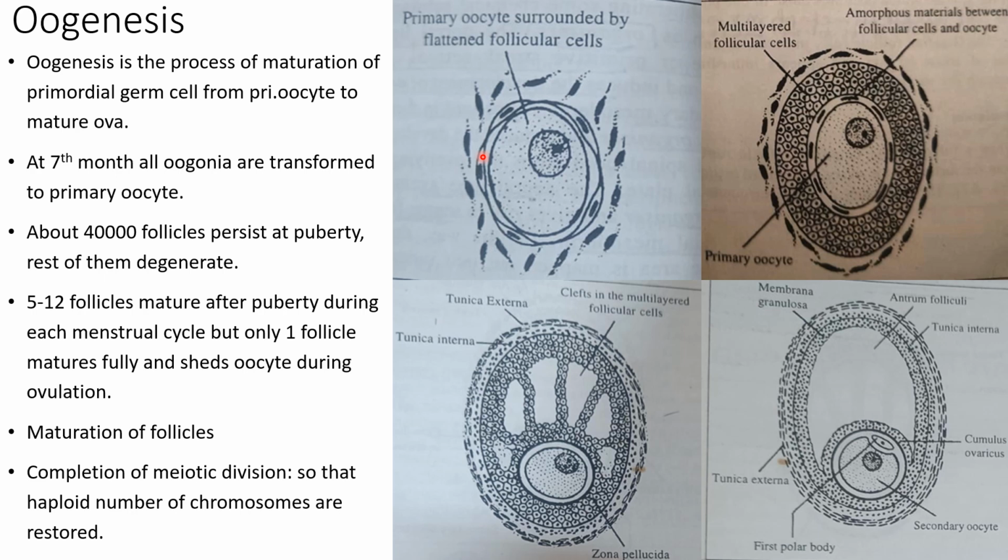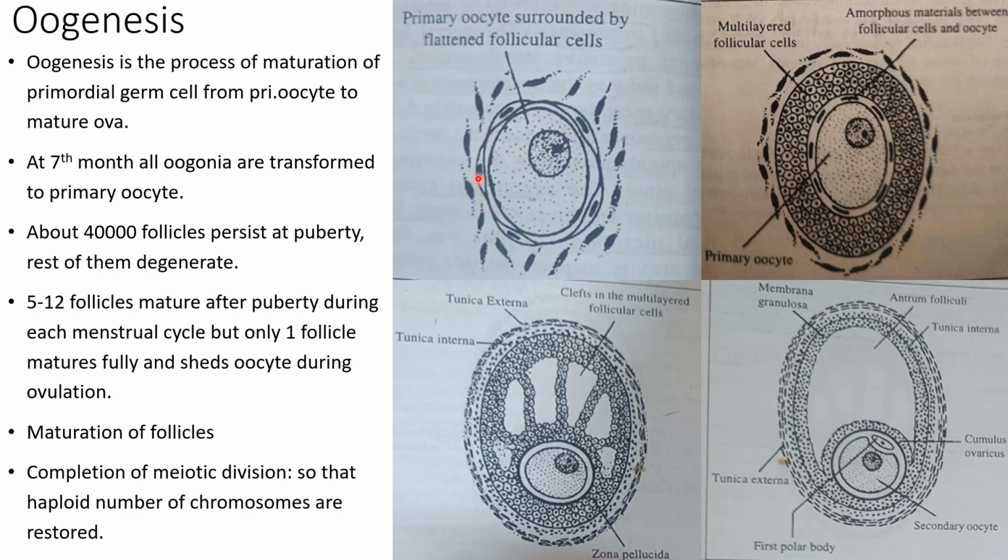So at the time of birth, we have about 80,000 such primordial follicles. Okay, at the time of birth, 80,000 primordial follicles are there. Now, at the time of puberty, only 40,000 primordial follicles are persisting and the rest of the follicles will degenerate. And after puberty, the menstrual cycle begins.